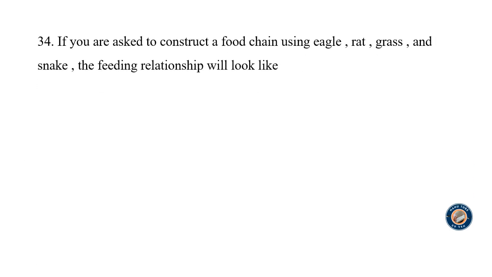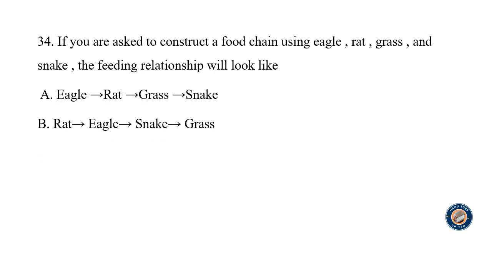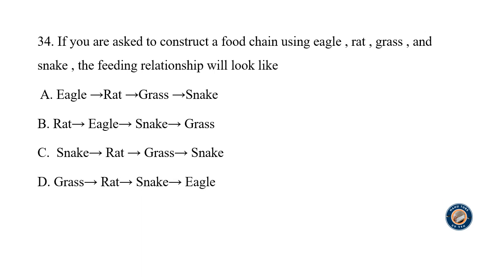Question number 34. If you are asked to construct a food chain using eagle, rat, grass, and snake, the feeding relationship will look like A. eagle, rat, grass, and snake, B. rat, eagle, snake, and grass, C. snake, rat, grass, and snake, D. grass, rat, snake, and eagle.